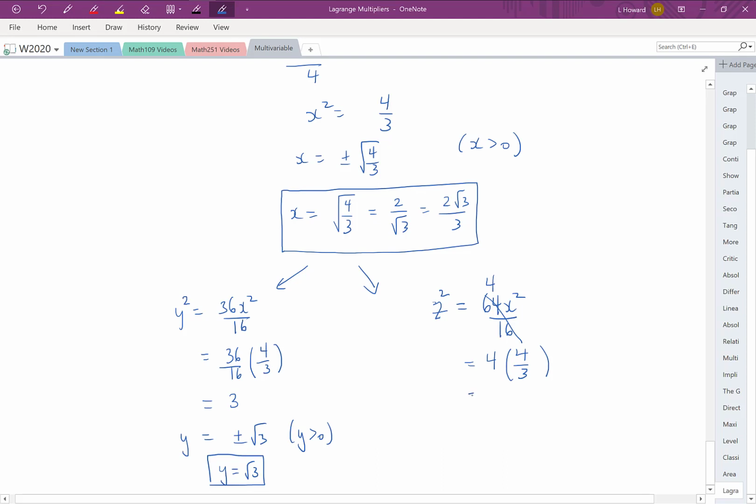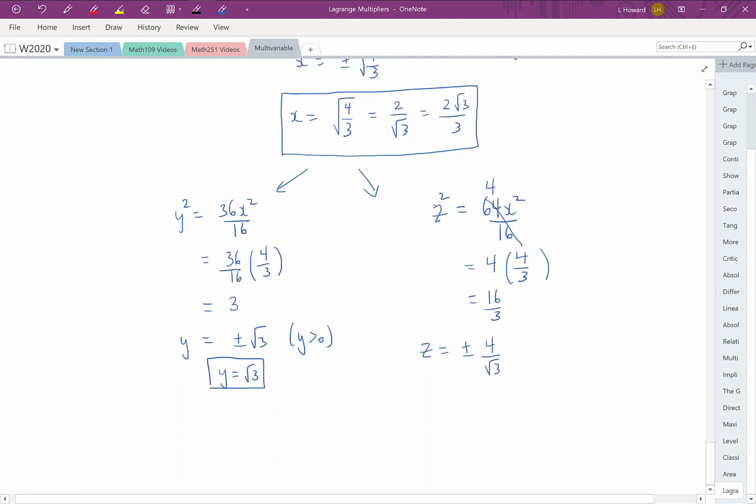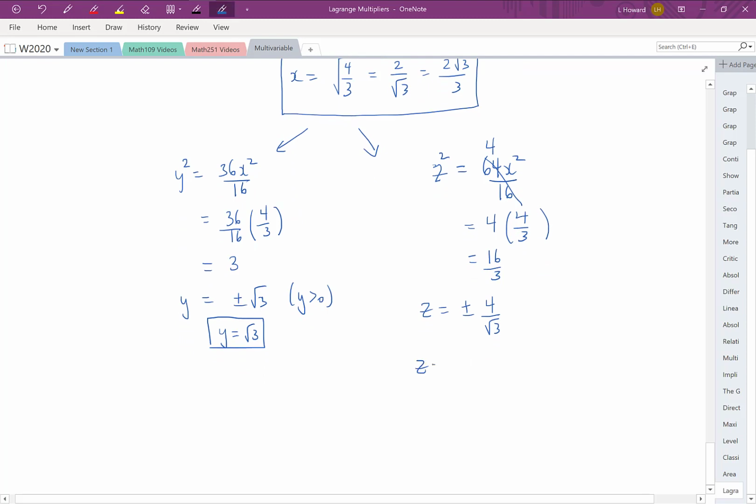Okay, so that tells us that z squared is 16 over 3. We can say z is equal to either plus or minus the square root of this quantity. So just taking square roots of the top and the bottom, that would be 4 over root 3. We can choose the positive because we know that as a dimension of this box, z is going to be a positive quantity, and then we could rationalize that and say 4 root 3 over 3. Okay, so there's our z value. All right, so now we're ready to write down our answer.